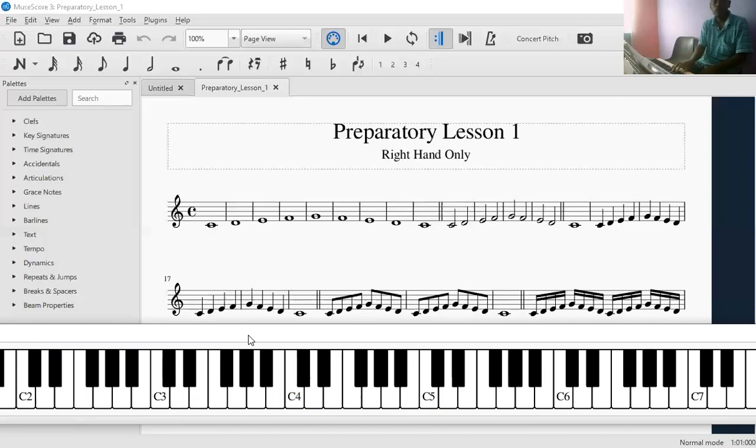So 1, 2, 3, 4. 1, 2, 3, 4. So what I've done is I've played C, D, E, F, G, then back to F, E, D, and C. So that is the right hand exercise I've just done.